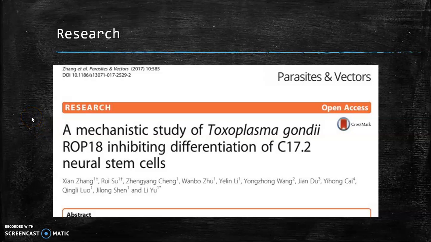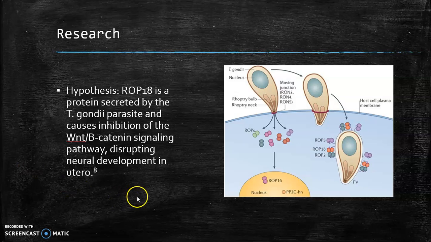So to kind of outline this, I'm going to actually talk about this study done by Zhang and others about using this ROP18 protein from the parasite Toxoplasma gondii and how that actually inhibits the Wnt pathway. So their hypothesis, as I just said, was that this protein is secreted from the parasite, and you can see the parasite here. It's actually using some of these proteins to get inside the cell. But once it gets inside, it actually uses that protein to cause inhibition of the Wnt beta-catenin pathway, which causes neural development disruption.